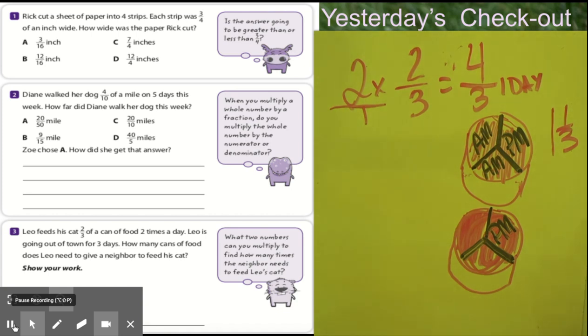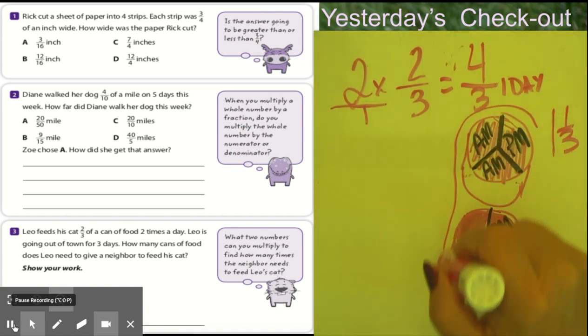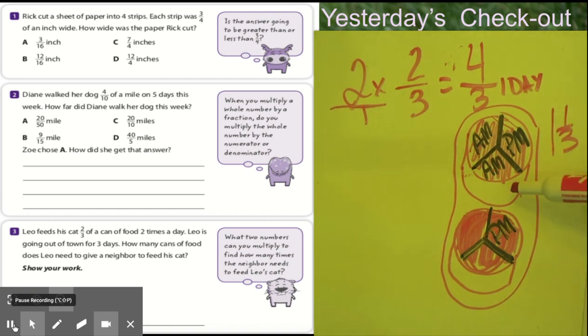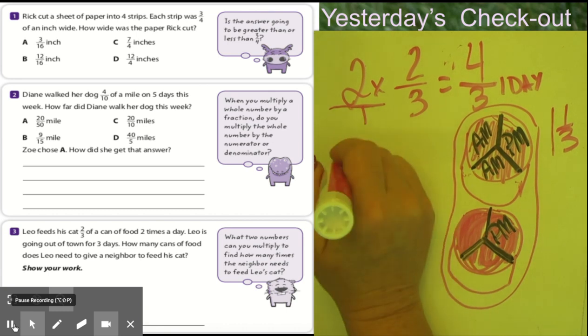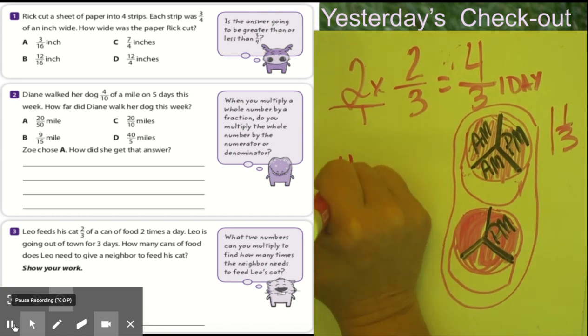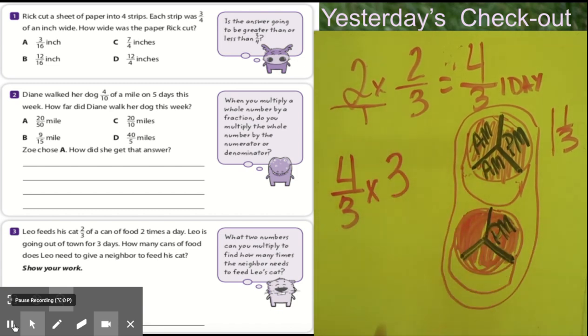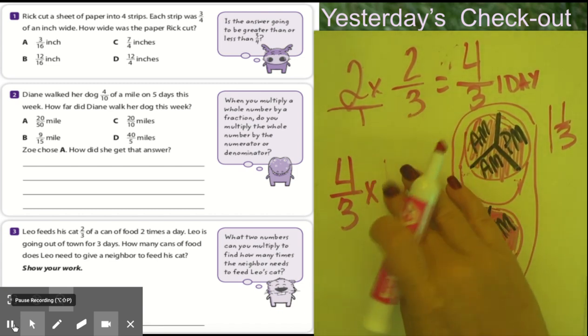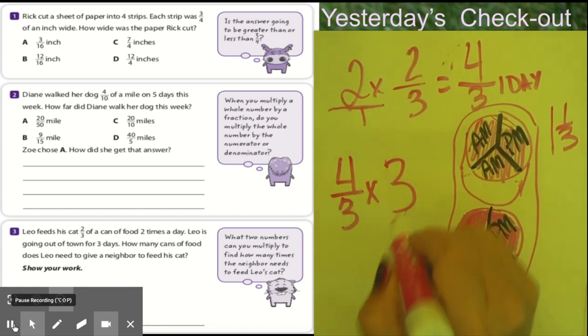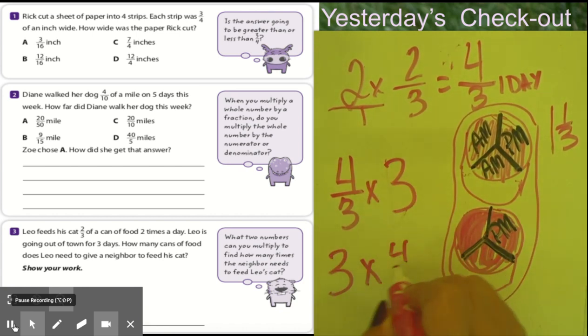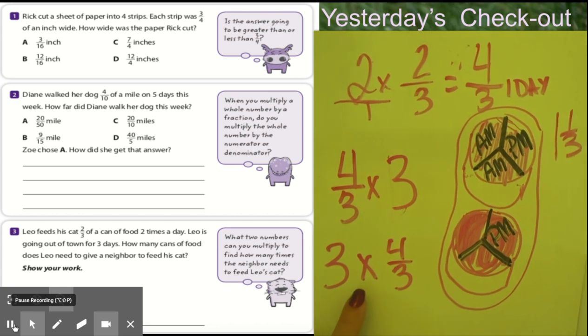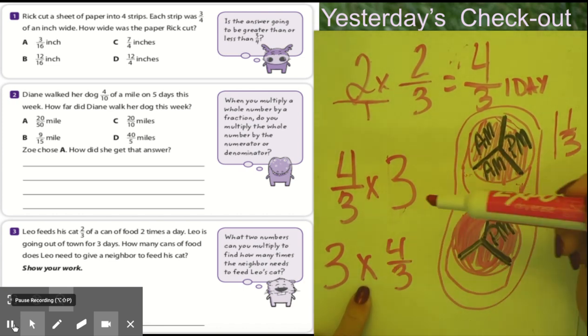We need 3 days worth. So this is day 1. I need day 2, and then again day 3. So you can continue to draw out 2 more circles to give you a total of 3 days, or you can take your fraction, and it doesn't matter if I write that first or the whole number first, and multiply it times 3 wholes. So 3 wholes, and I could have written it this way instead. For those of you who do not like me switching up things, they're both the same thing. This is a fact family.